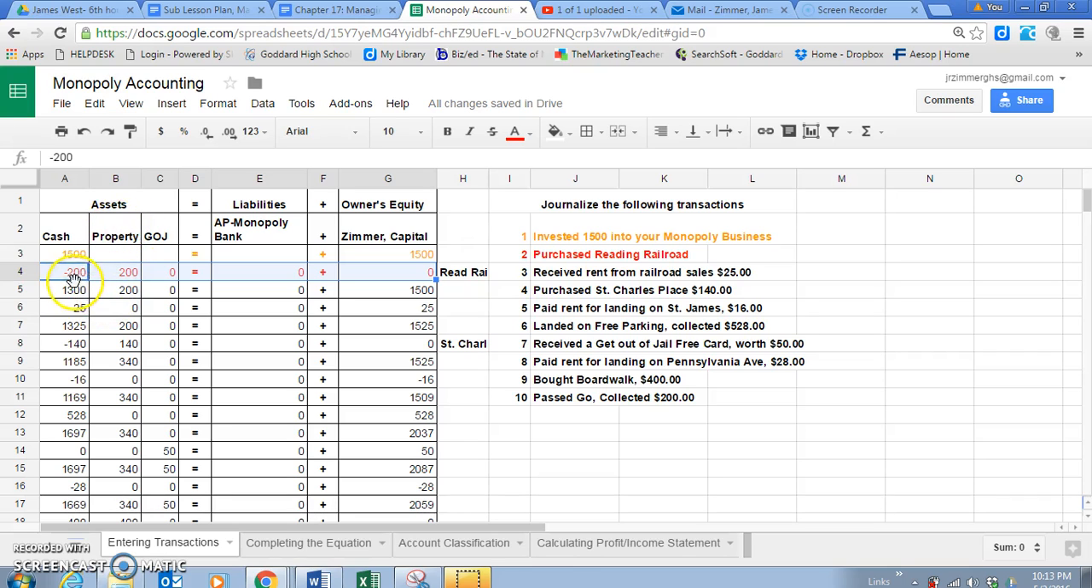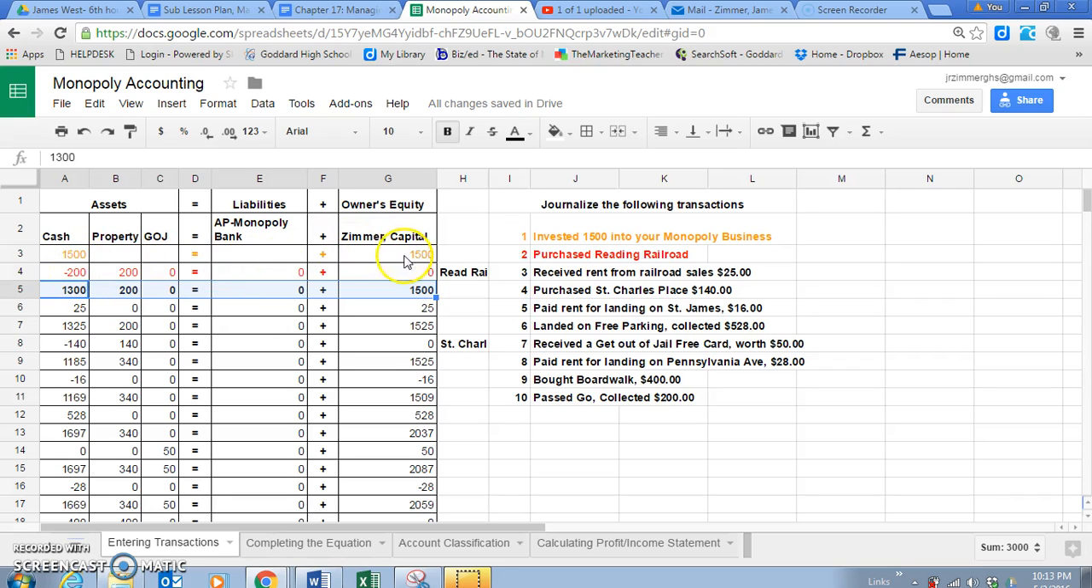So in this example, I now have a negative $200 to cash because I'm spending my cash, but I'm gaining property. So I'm really trading one asset for another. So yes, I'm losing cash, but I'm gaining property. My capital will not change. As you see it move down, this is a total line, and I'm going to bold that so you know that it's a total line.